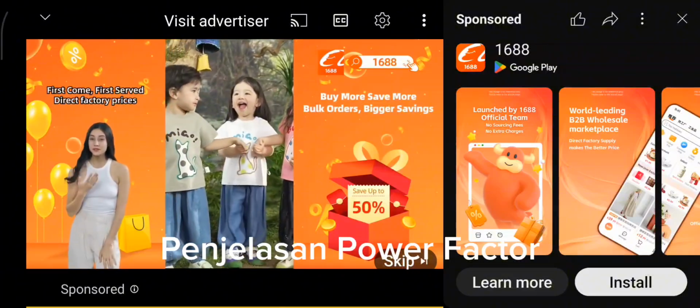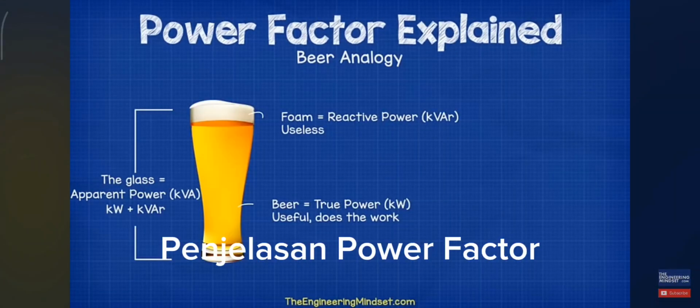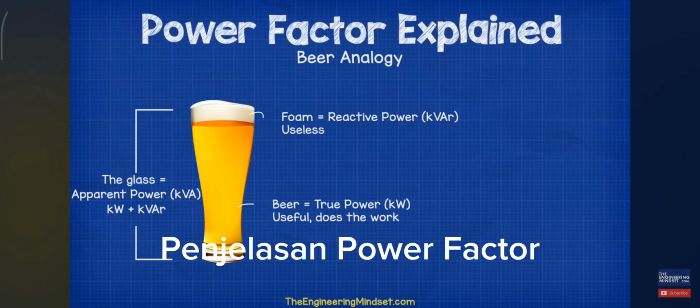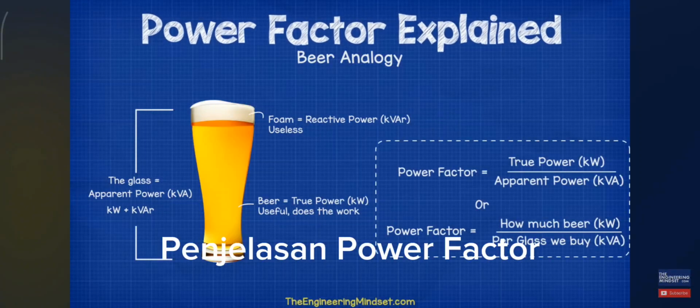The combination of these kW, our kilowatts, and kVAR, the kilovolt amps reactive, is our apparent power, or our kVA, meaning the kilovolt amps. Power factor is therefore the ratio of useful power, or true power, in kilowatts, or kW, divided by what we're charged for in kVA, the kilovolt amps. So it's telling us how much value for money we're getting for the power we consume.